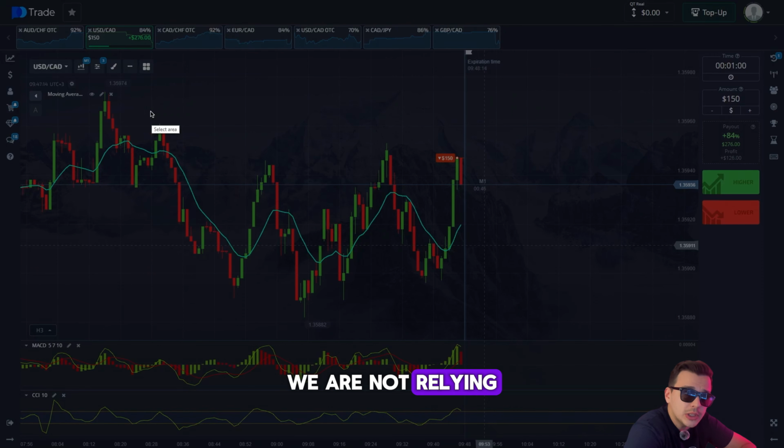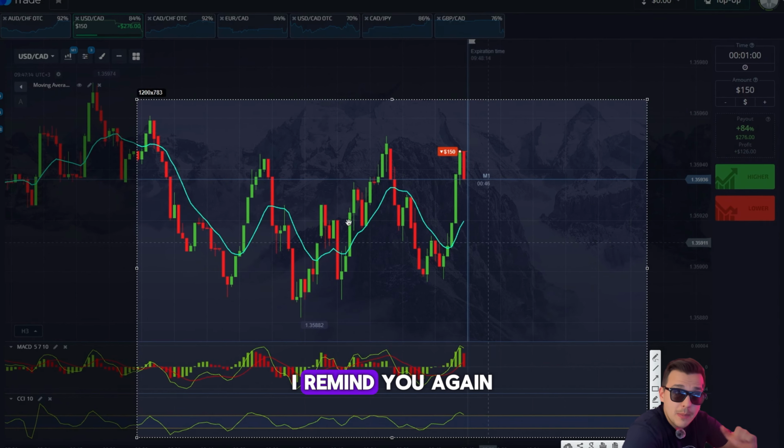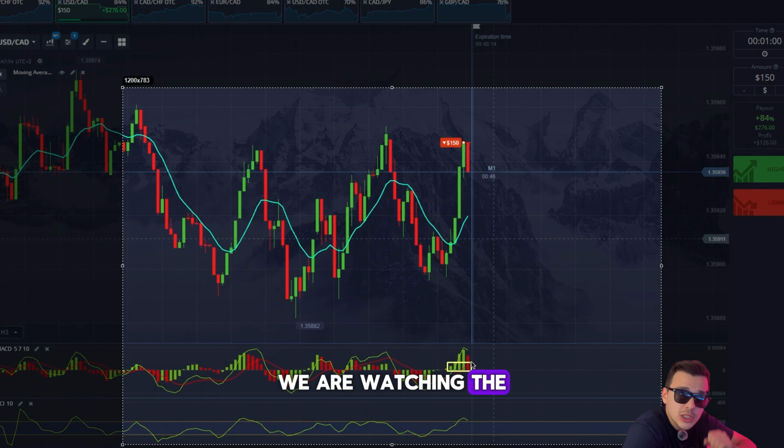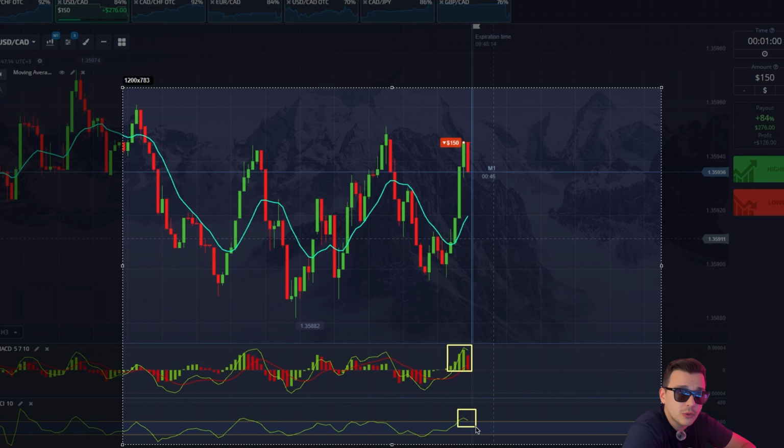Here we are not relying on our moving average. I remind you again, we are watching the volumes of our histogram, and we are also watching the exit from the overbought area on our second oscillator. We will also have a good touch point here and open a trade in the pullback. Let's watch the result. We have about 10 seconds left.